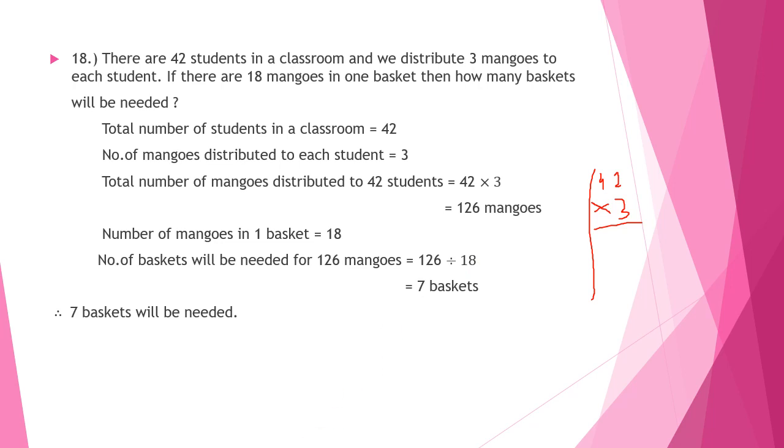Now you take your pencil and do your rough work yourself. 126 divided by 18. Okay. Now 18 table, 18 sevens are 126. Subtract, you will get 0. So how many baskets do they need? 7 baskets. It's clear? So 7 baskets will be needed.